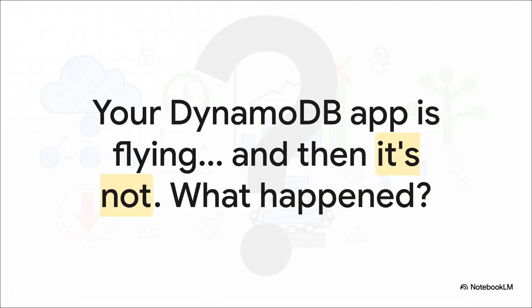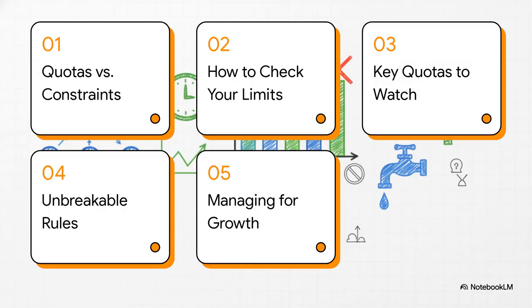So picture this. It's kind of the developer's worst nightmare, right? Your app is a huge success, traffic is through the roof, and then, bam, it all just grinds to a halt. You're getting throttled, errors are piling up, and suddenly you're scrambling to figure out what's going on. The culprit? More often than not, it's an invisible wall you just crashed into, a DynamoDB service quota. So how do we avoid this disaster scenario?